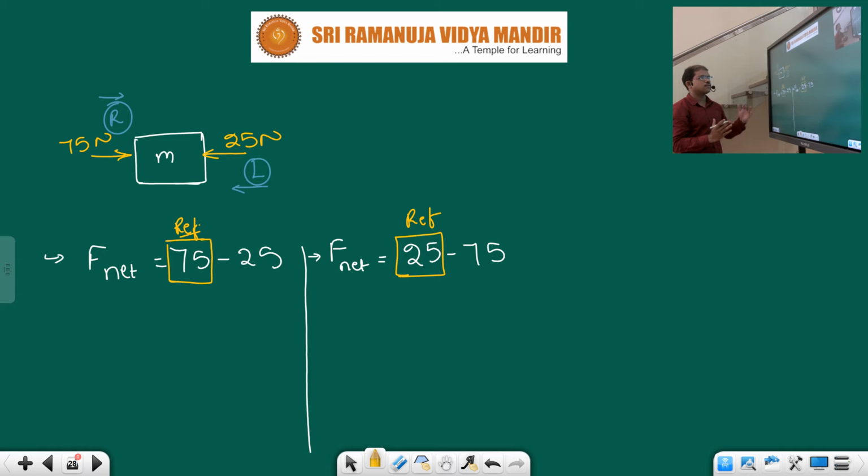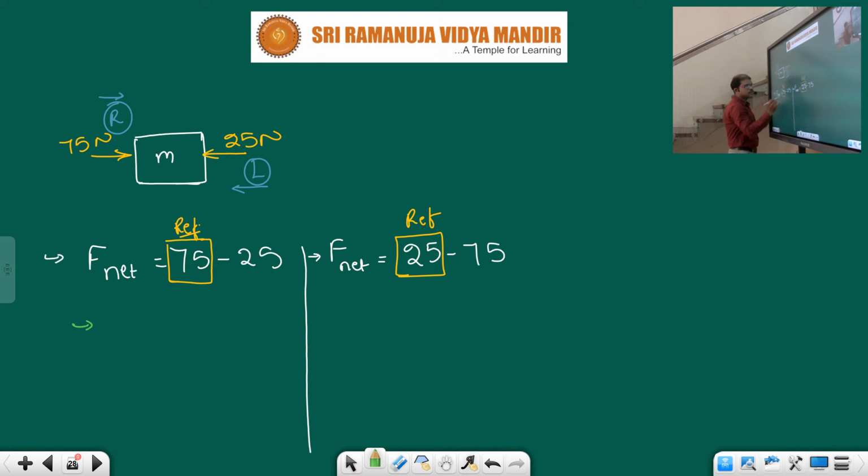In mathematics, we need not bother about all these things, children. Directly we can write 75 minus 25, 50. That's it, finished. But in physics, what we need to do is analyze. When we get minus 50, why are we getting minus 50? What does that minus represent? Everything we need to analyze: what does minus represent, what does plus represent? Clear, no?